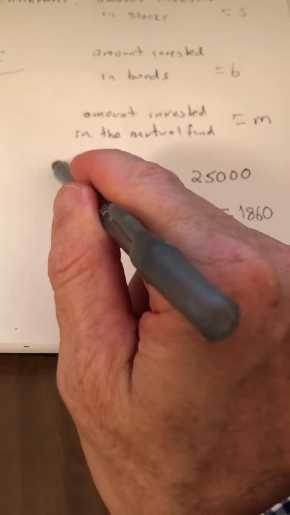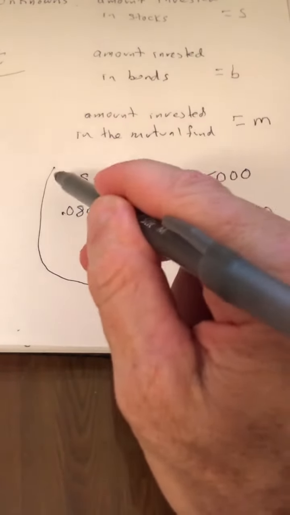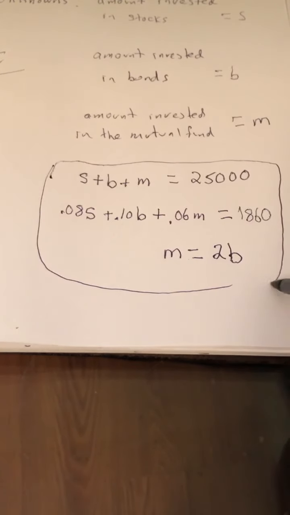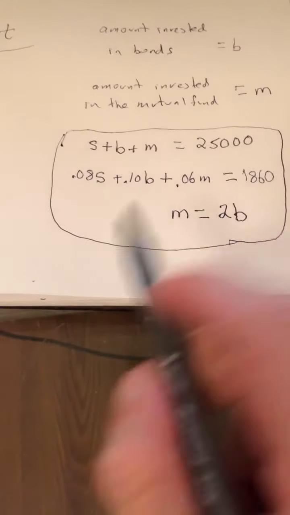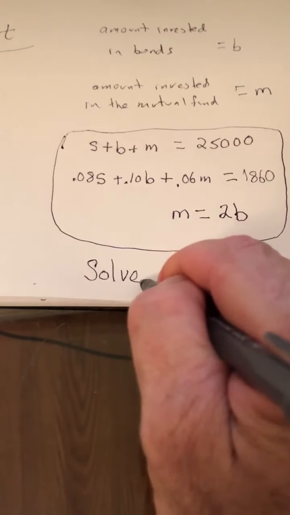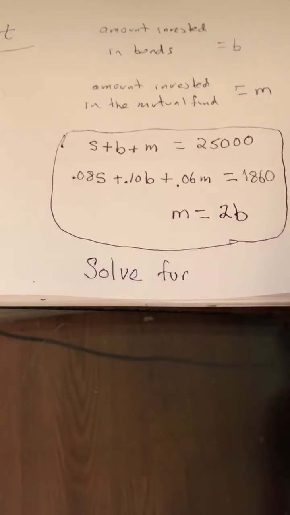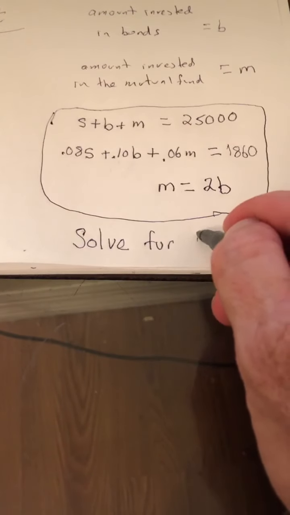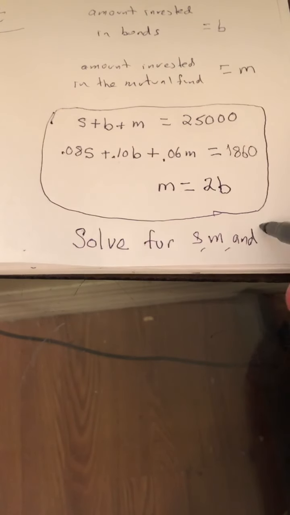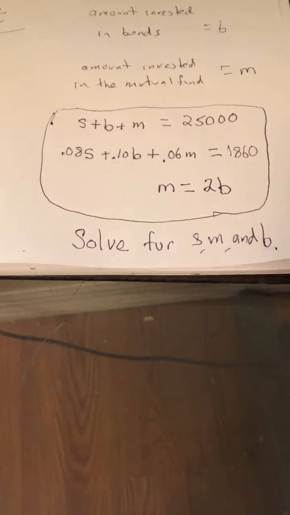So what we have now is a linear system of equations in three variables. So now what we will have to do on the next video is we will have to solve for S, M, and B. So take a minute or two and try to come up with a result, and on the next video we will actually solve for S, M, and B.